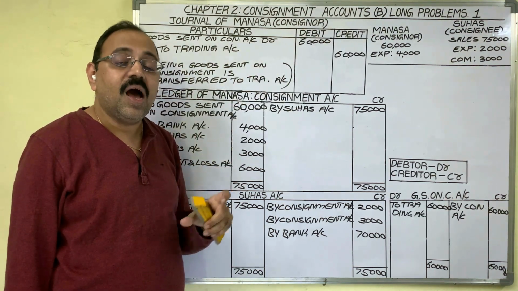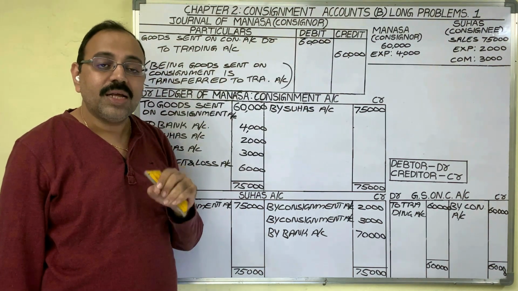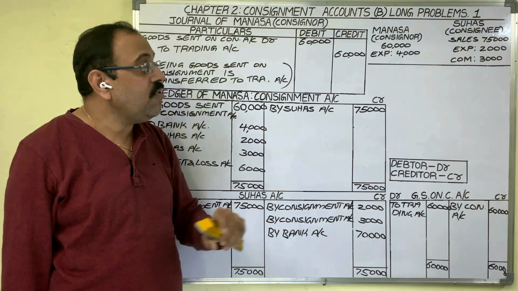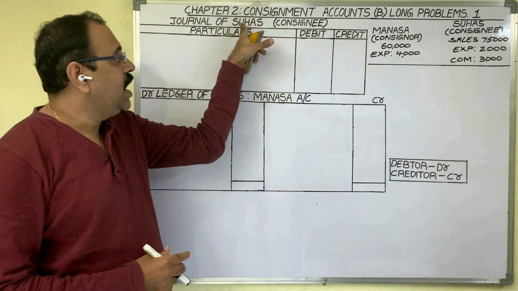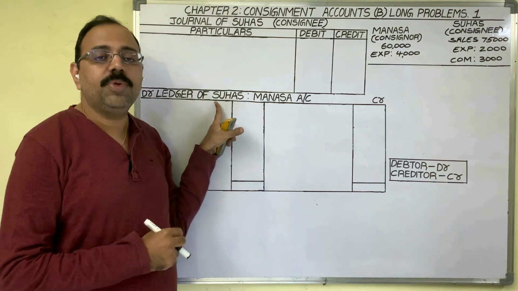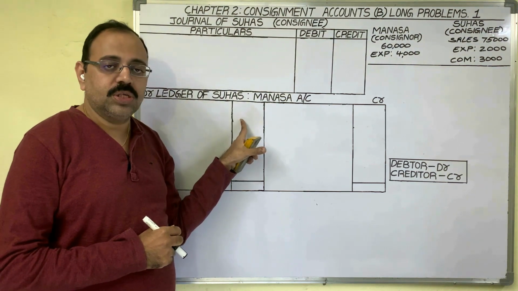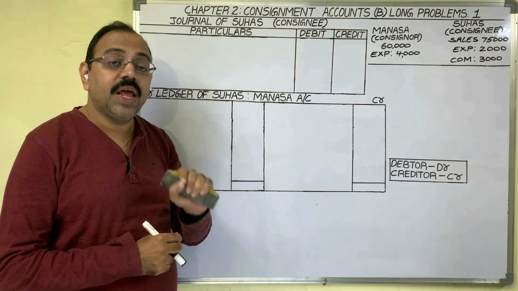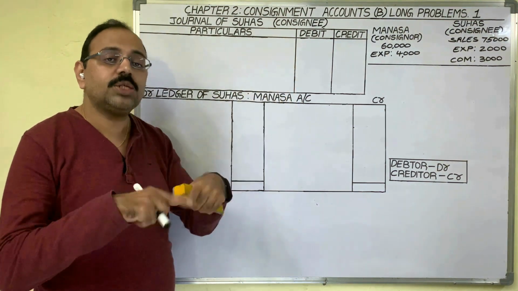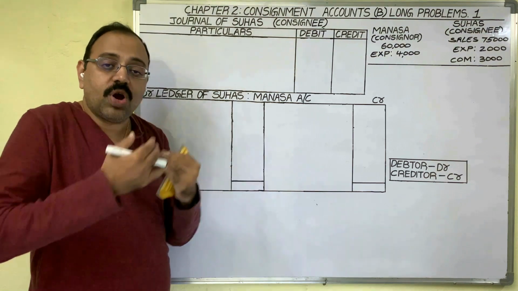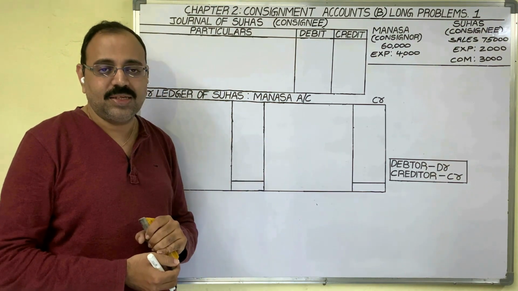In the question, they asked for the journal of consignor and consignee also. Now let us see the journal and the ledger of consignee, Suhas. So the journal of Suhas and the ledger of Suhas we are going to prepare now. As we are preparing accounts in Suhas's books, your assumption is you are an accountant of Suhas. Think of all the transactions from Suhas's point of view. To Suhas what is coming, from Suhas what is going. That should be your analysis.